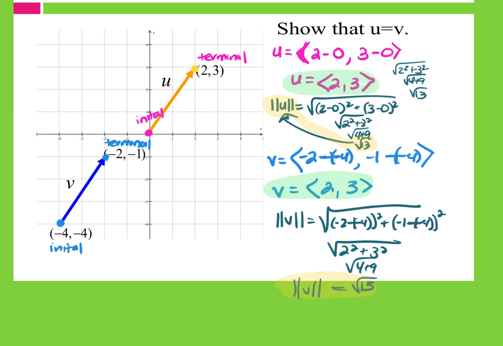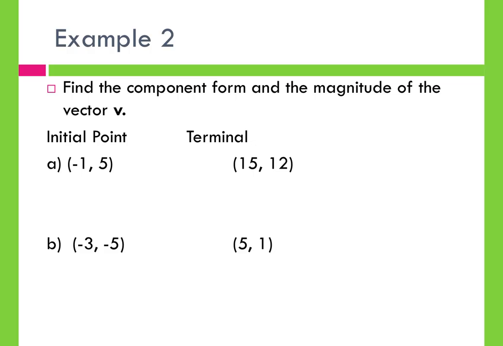Questions so far? All right, example 2 says find the component form and the magnitude of vector v. So A and B are two separate questions. I'll do A with you, but then you're going to do B.